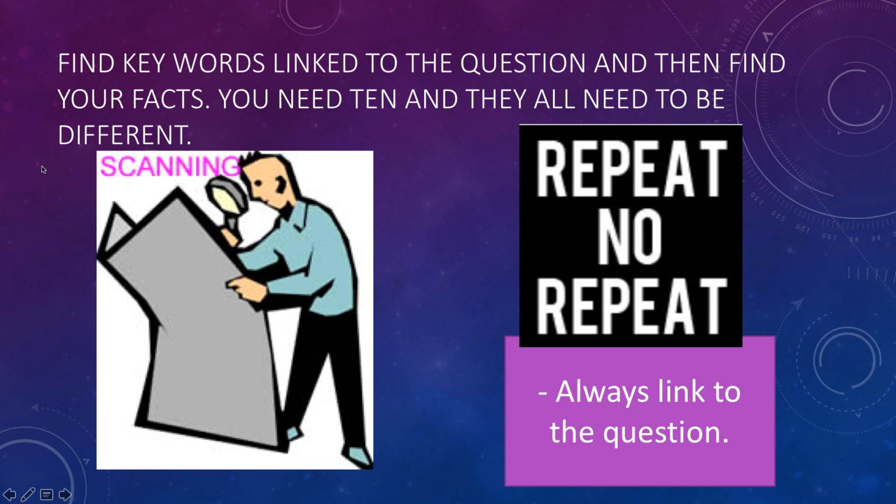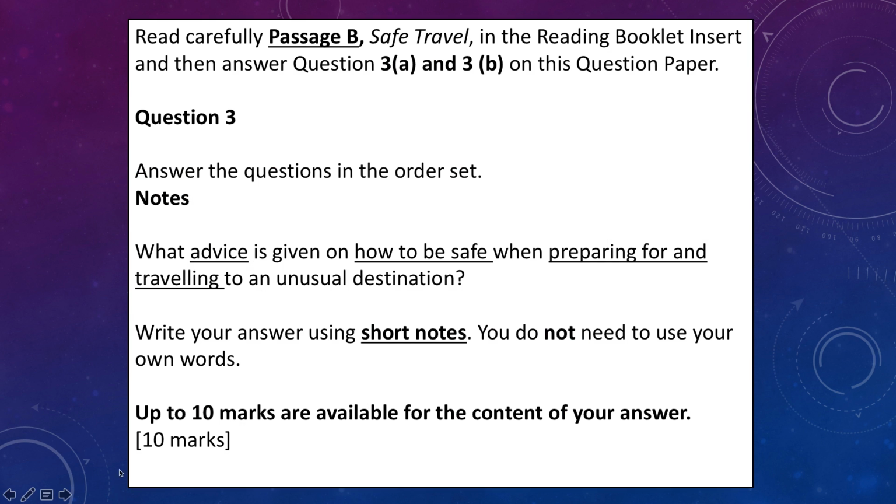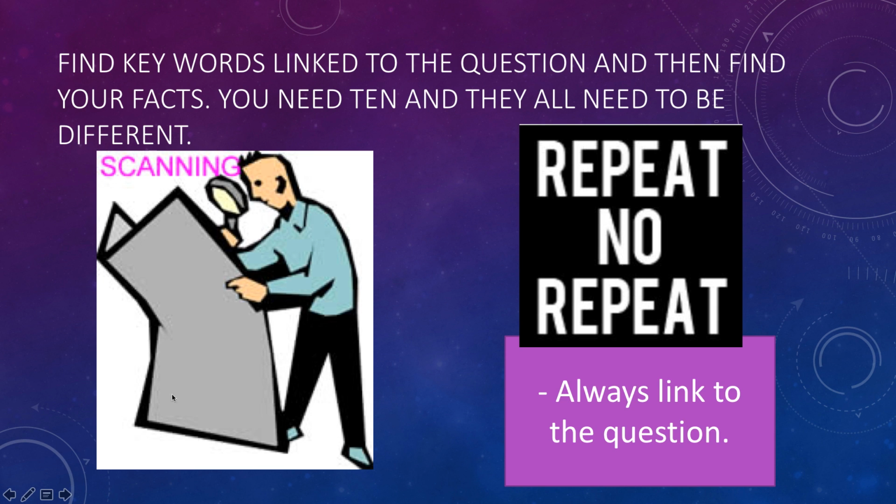So question 3A then. To help you understand what to do, you need to find keywords linked to the question and then find your facts. You need 10 and they all need to be different. Do not repeat the point that you are making and always link to the question. This man here, he's scanning. You're looking through the whole of the text for the key words that are in the question. The key words for this question would be preparing for and travelling to, and advice. So we would scan the text to look for that.